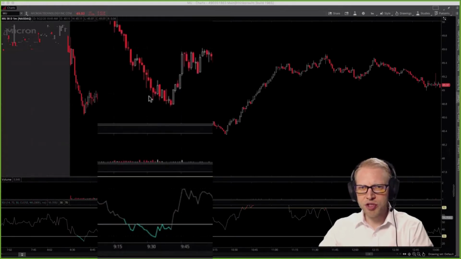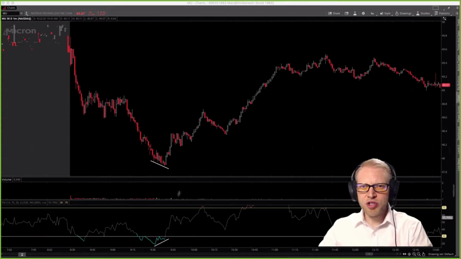So let's draw that in. The chart's making a lower low. The RSI is making a higher high. Do you see the negative divergence that's happening in the market? This is showing us, this is our first indication.